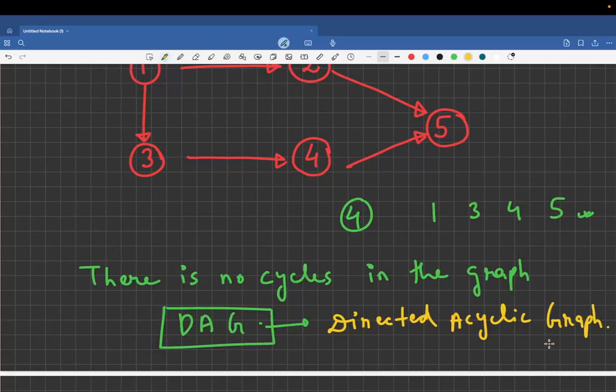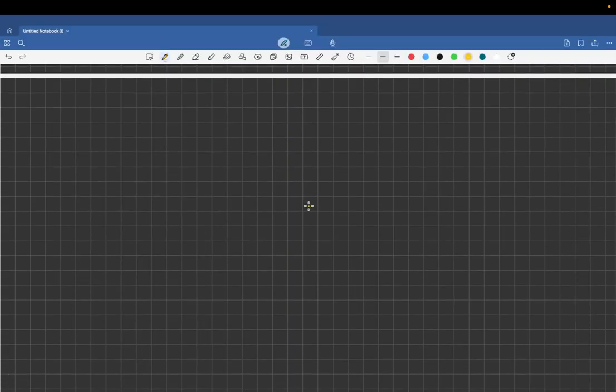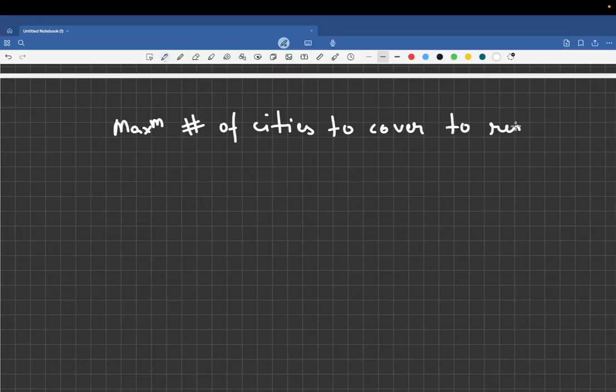Okay. Now how can we actually solve this? If you look at the question, what do we actually want? We want the maximum number of cities to cover to reach city n, right? If it was minimum, we would have solved this problem via Dijkstra, but over here the question says maximum, right? So how can we actually solve this?